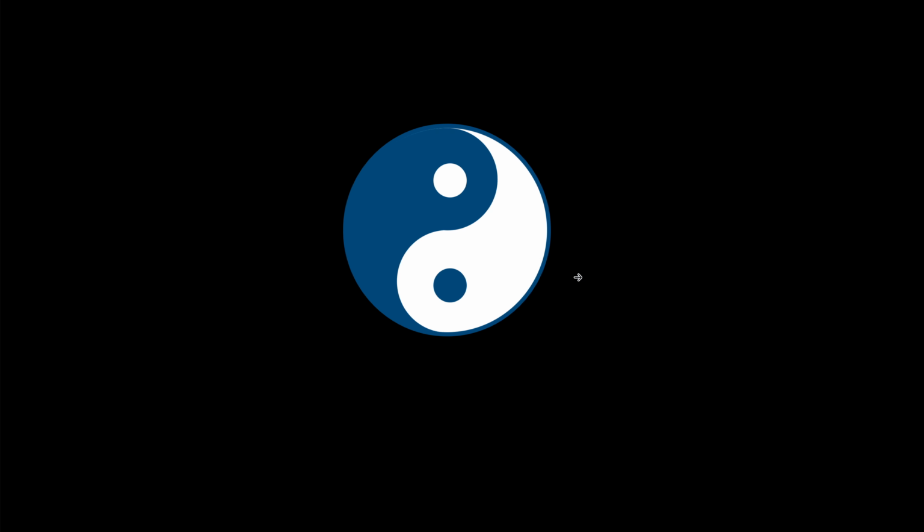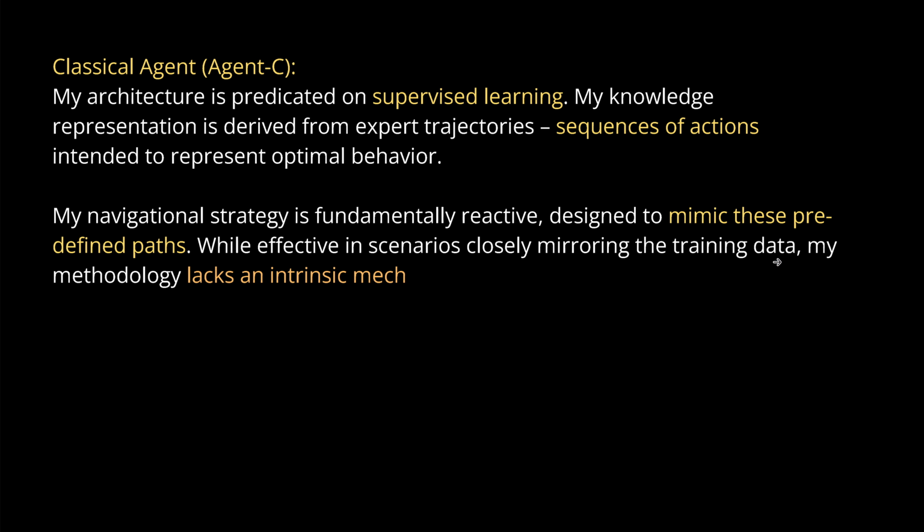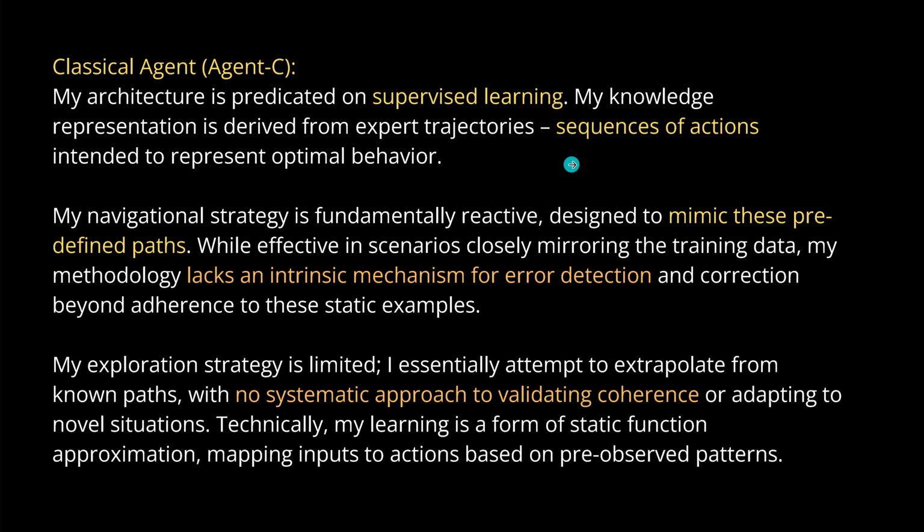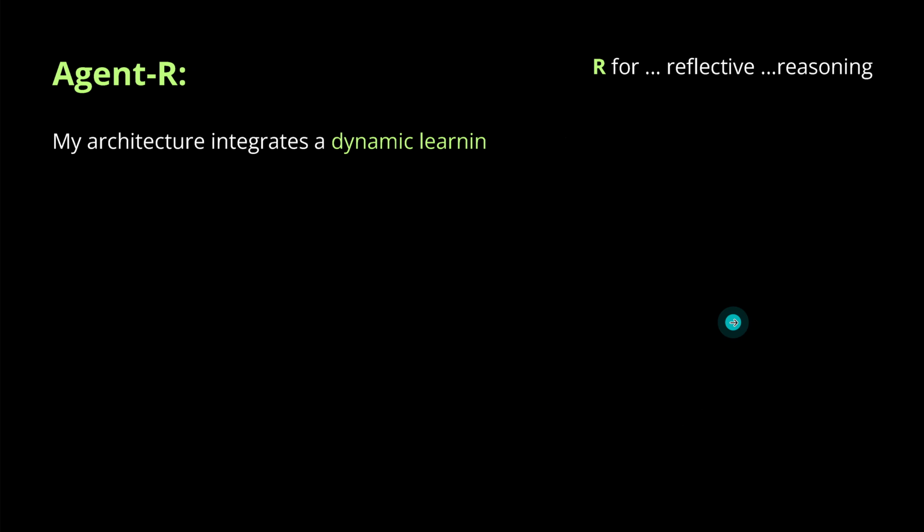I would like to give you this simple idea. You can have a classical agent, let's call it agent Z, an agent R for refined or reflective or whatever you like. So let's have a look. Our classical agent is here. Architecture is here by supervised learning. Knowledge representation is derived from expert trajectories, sequences of actions that were learned. It mimics this predefined path, but it lacks an inherent intrinsic mechanism for error detection. So therefore, they have no systematic approach to validate the coherence or adapt to novel situations.